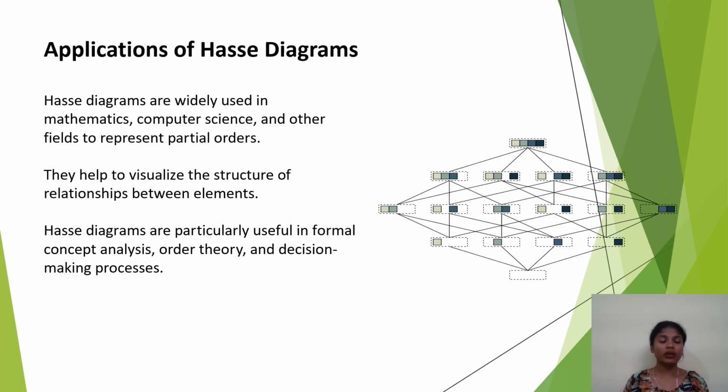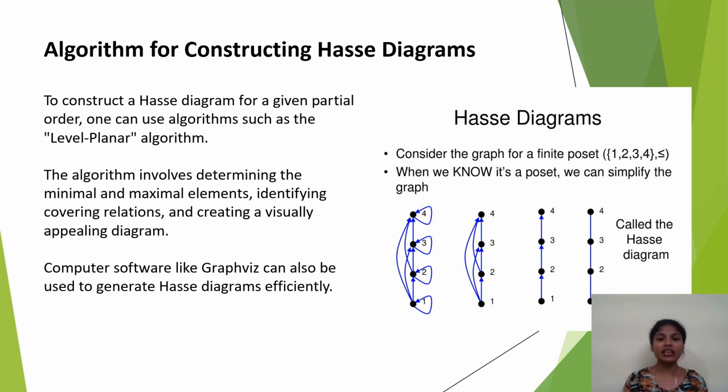Applications of Hasse diagrams. Hasse diagrams are widely used in mathematics, computer science and other fields to represent partial orders. They help to visualize the structure of relationships between the elements. Hasse diagrams are particularly used in formal concept analysis, order theory, and decision making. A Hasse diagram is a unique representation of a partial order on a set. Algorithm for constructing the Hasse diagram. To construct the Hasse diagram for a given partial order, one can use an algorithm such as a level planar algorithm. The algorithm involves determining the minimal and maximal elements, identifying the covering relationships, and creating the visual diagram. Computer software like Graphviz can also be used to generate the Hasse diagram effectively.